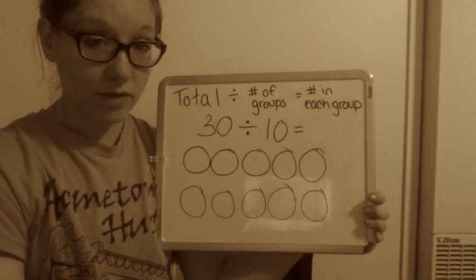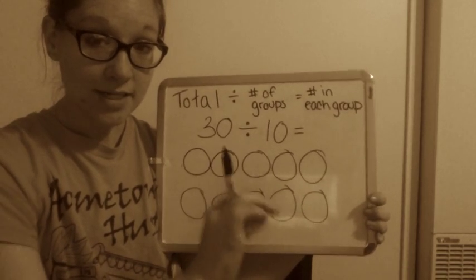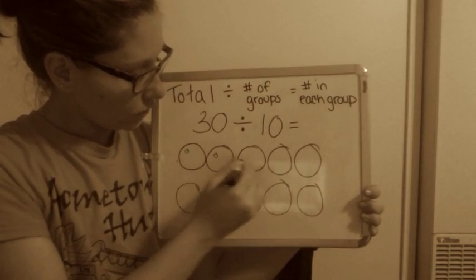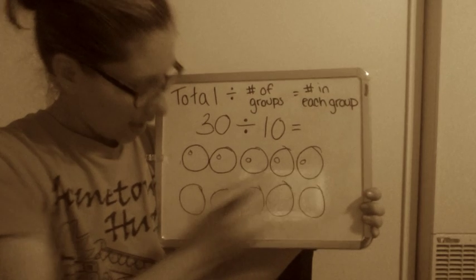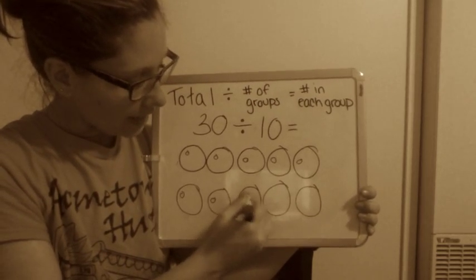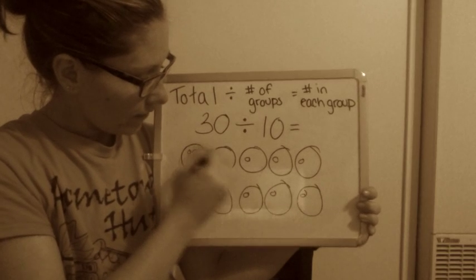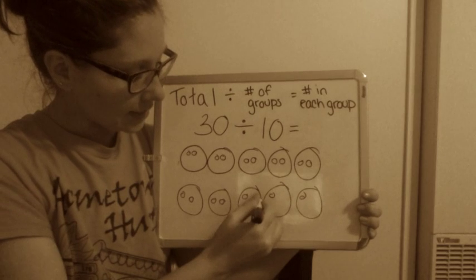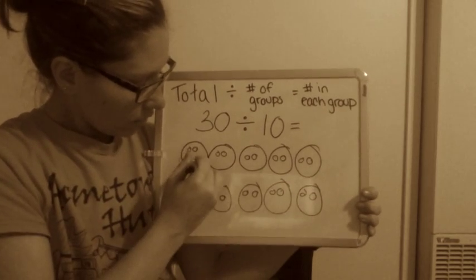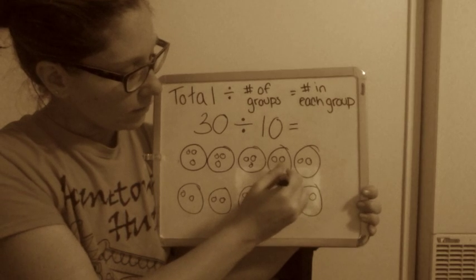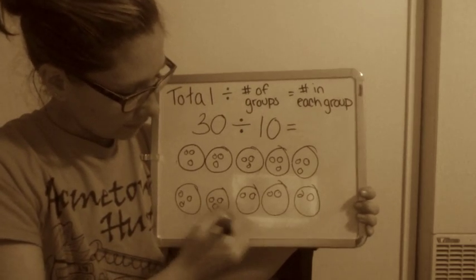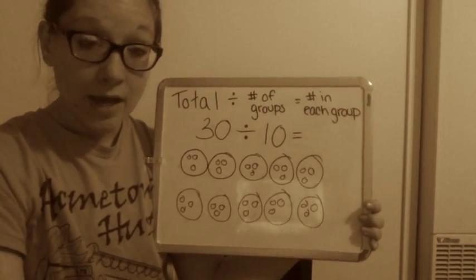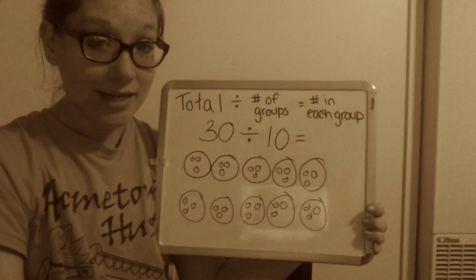Now let's give out those pencils, please. 1 to each student until I get to 30. 1, 2, 3, 4, 5, 6, 7, 8, 9, 10, 11, 12, 13, 14, 15, 16, 17, 18, 19, 20, 21, 22, 23, 24, 25, 26, 27, 28, 29, 30. Stop. How many do you have inside each circle?